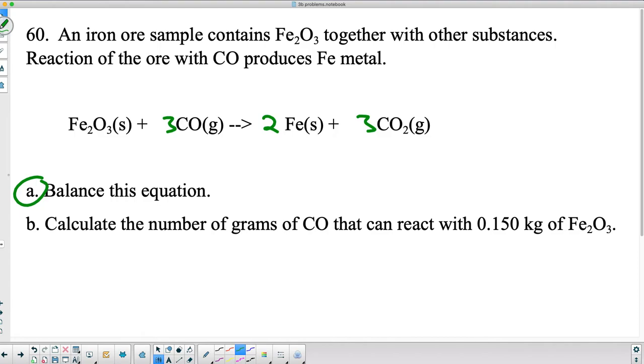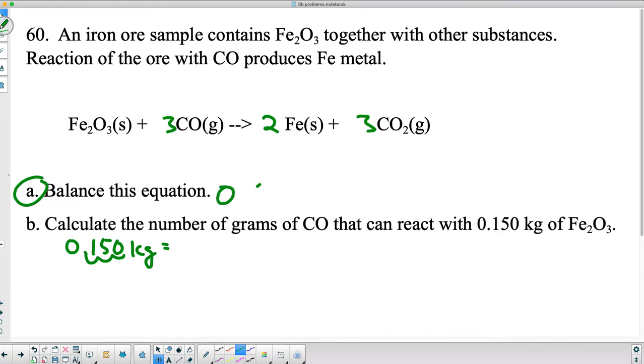Calculate the number of grams of CO that can react with 0.15 kilograms of Fe2O3. So I start off with the same thing that I've always done, except this time I have to change, sometimes when given kilograms, that has to be changed into grams. I go 1, 2, 3 places to the right.